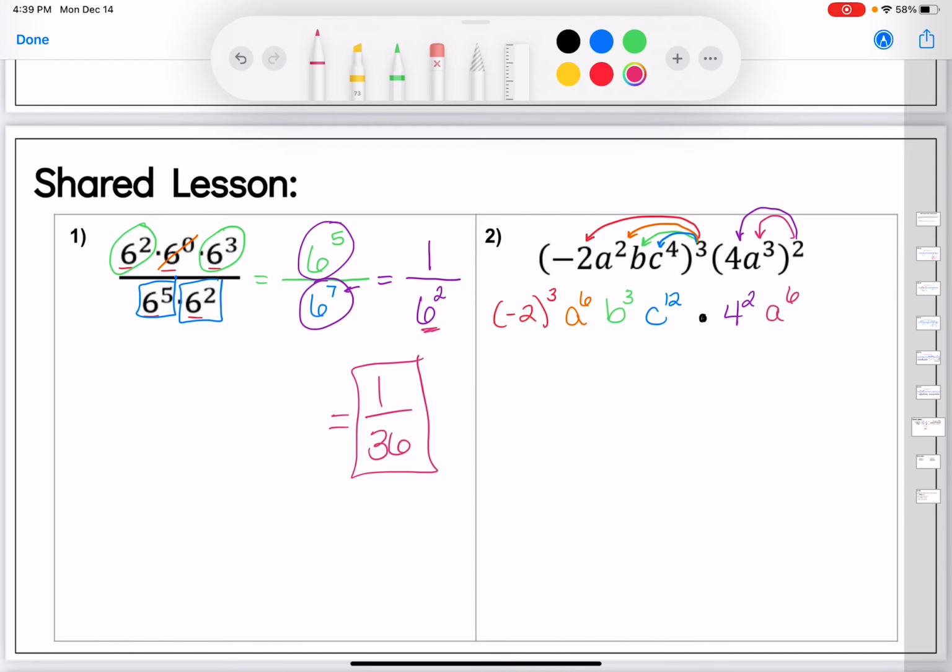Notice all my numerical bases I wrote with exponents. Don't try to do the multiplying right away or you might get them goofed up, okay? So this isn't -2 times 3, it's -2 to the 3rd power.